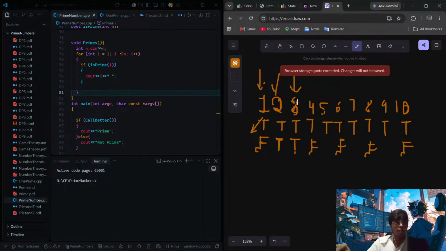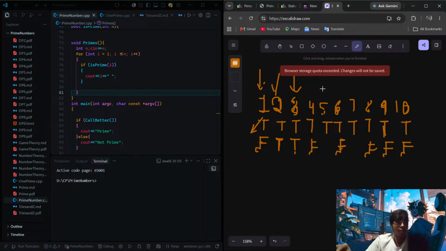So what I will do, I will see which numbers are divisible by 3. So I will see that 3 divides 6. So I already mark it that 6 is not prime. I will see that 3 divides 9 also. I might say that 9 is prime, but 3 divides 9, so it means that 9 is not a prime number, okay? So I will mark it as false.